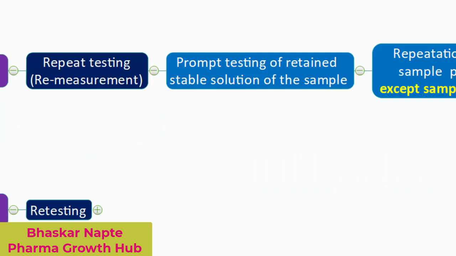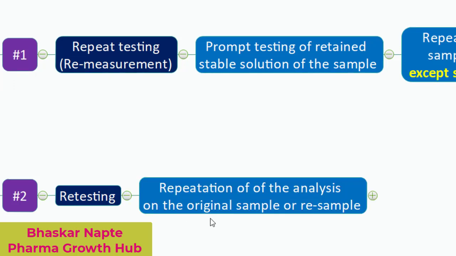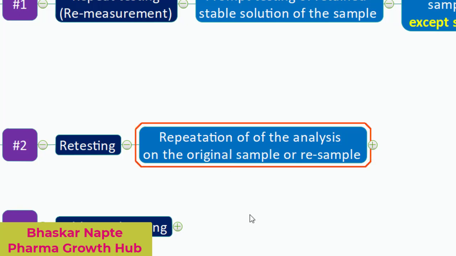The second important term is retesting. So let us understand the definition of retesting, and we are discussing all these definitions in the context of out of specification. So what is the definition of retesting? Repetition of the analysis on the original sample or resample. Repetition of the analysis means what? You are going to conduct the entire sample preparation one more time, freshly.